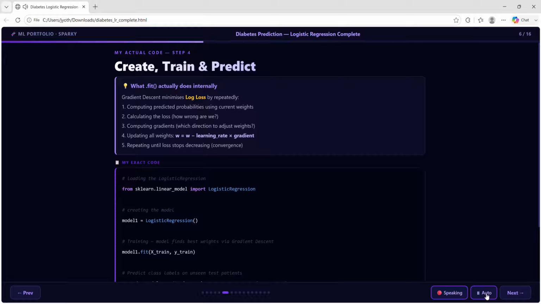Step 4. Training. I create model1 as a logistic regression instance, then call model1.fit with X_train and y_train. During fit, the model runs gradient descent hundreds of times, adjusting the weights for all 8 features to minimize the log loss. After training, model1.predict on X_test gives an array of 192 predicted values, each is either 0 or 1. These predictions are compared to y_test to evaluate performance.